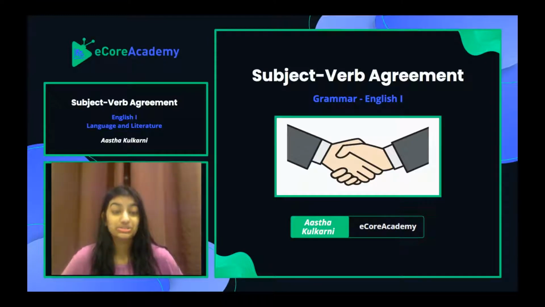If you had watched my last grammar lesson, we had talked about fragments and run-on sentences. Today we're continuing on with the grammar series on a lesson about subject-verb agreement.